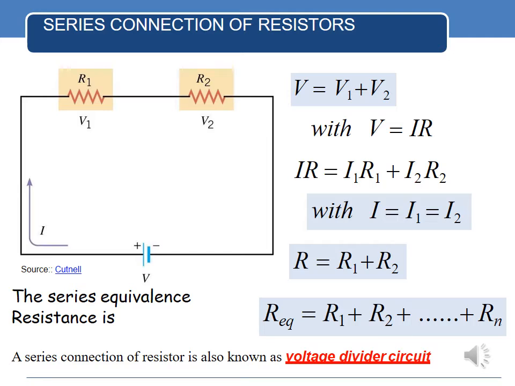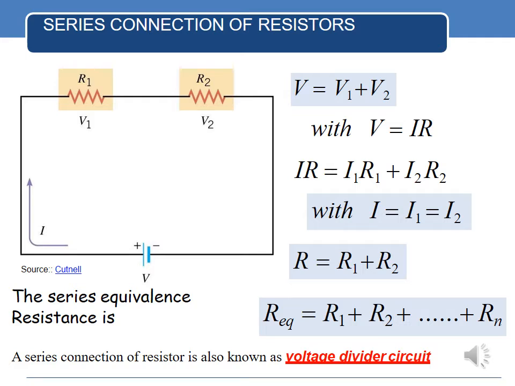And from Ohm's law, we know that V equals IR. So we can rewrite this equation V as I total times R total. V1 is I1 times R1, and V2 is I2 times R2.